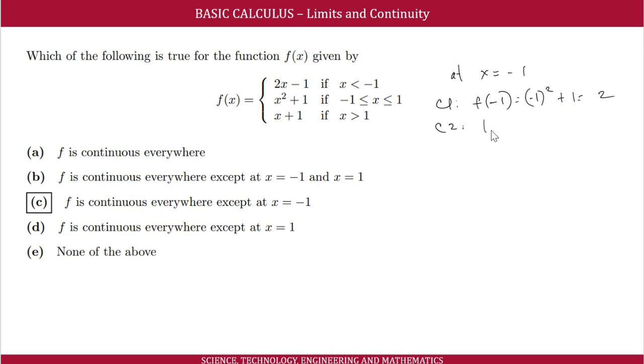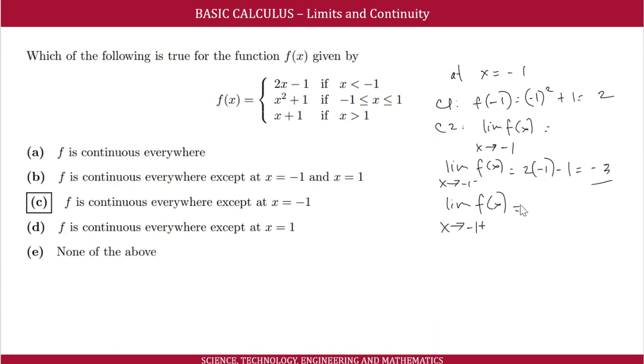Then we have condition 2, the limit of f of x as x approaches negative 1. From the left, that will be the first subfunction, less than negative 1. So we have 2 times negative 1 minus 1. 2 times negative 1 is negative 2, minus 1, negative 3. Then the limit of f of x as x approaches negative 1 from the right, that will be greater than negative 1, so the second subfunction, x squared plus 1, whose value is 2, right?